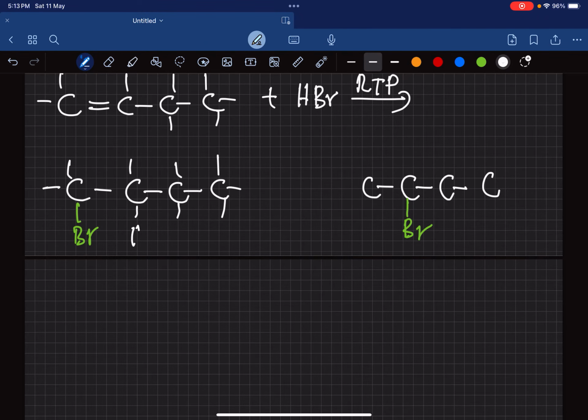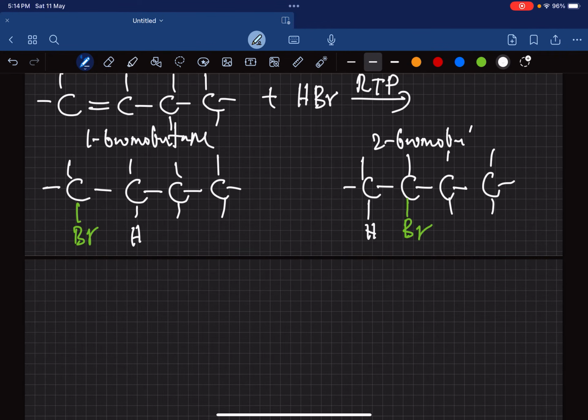So the hydrogen is added here. In this case, the hydrogen is added here. Okay, so we get this. So what do we get? We get 1-bromobutane and 2-bromobutane. So this is called 1-bromobutane, and this is 2-bromobutane. Okay, so we get that.